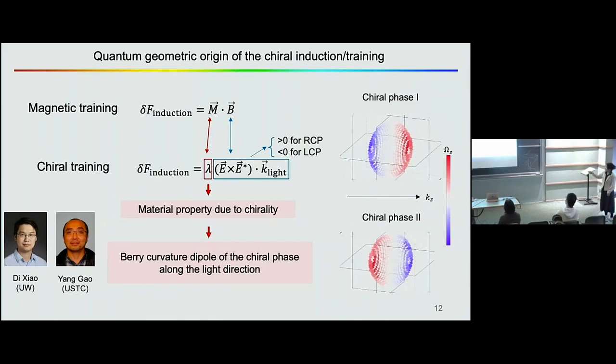You can see these distributions are opposite between these two chiral phases. And what the Berry curvature dipole does here is that it leads to some optical activities, so the chiral domains can absorb the different lights differently. That's one possibility, one proposed mechanism.